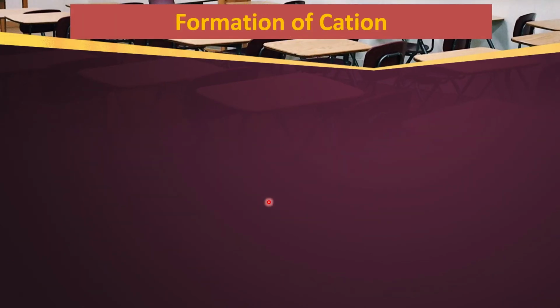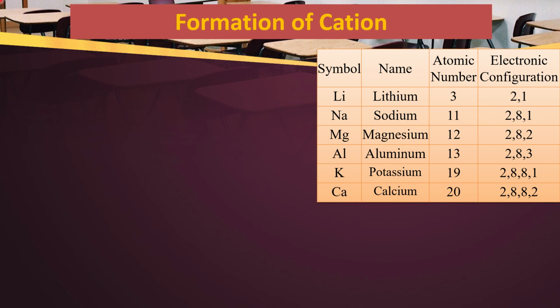Now formation of cation. Look, these are the metals. Lithium, its electronic configuration 2,1, that means it has 1 electron on its outermost shell. Sodium 2,8,1, it has also 1 electron. Magnesium 2,8,2, aluminium 2,8,3, potassium 2,8,8,1, calcium 2,8,8,2. All they have 1, 2 or 3 electrons on their outermost shell. So they will release the outermost shell's electron, and after releasing electron they all will become positively charged ion or cation.